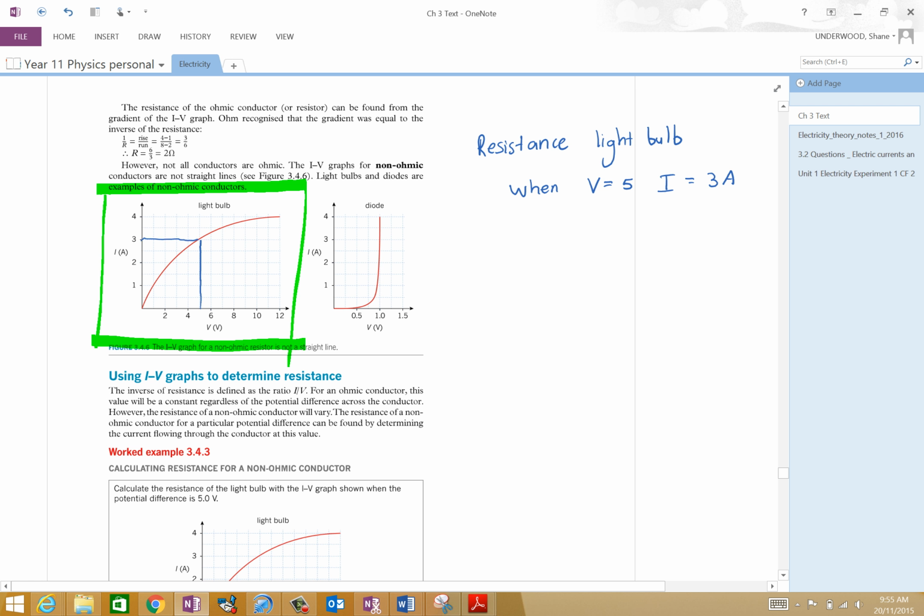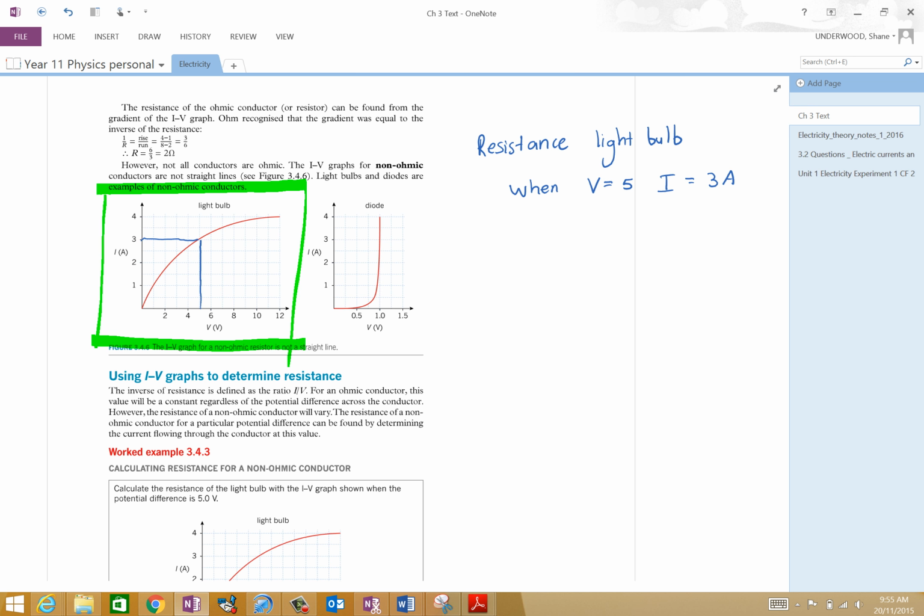And you can see there what is happening as I supply more current to the circuit. What happens if I'm supplying more current? What's going to happen to the filament in the light globe? It's going to heat up. Heat up means more resistance, yeah? Now, that's why it's a non-ohmic conductor, because the resistance changes. It's not constant.